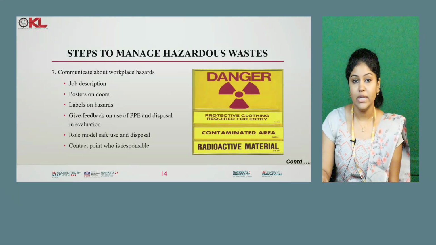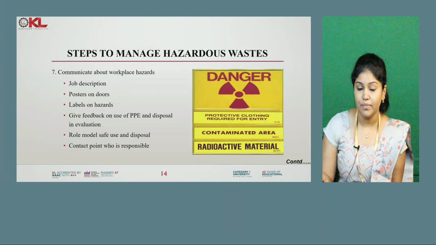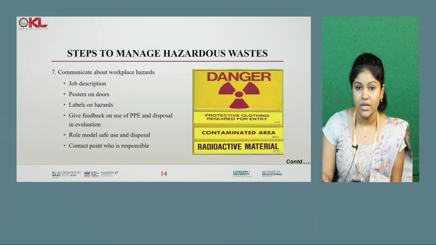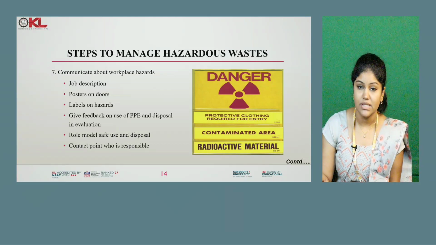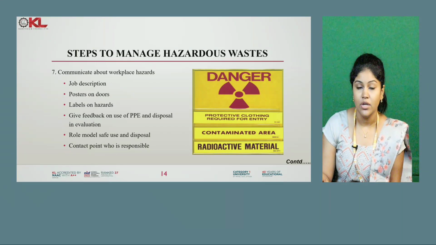Seventh one is communicate about workplace hazards. You can see the posters here. There should be a proper placard. If danger is there in the workplace, we have to inform through a proper placard, and protective clothing required for entry. If it is a contaminated area, a proper placard should be there. For radioactive material, a proper placard should be there. Then only people who are coming from outside will know that that area is contaminated and we should not move to that area. So people will get awareness. This has to be communicated properly in the workplace using proper posters.